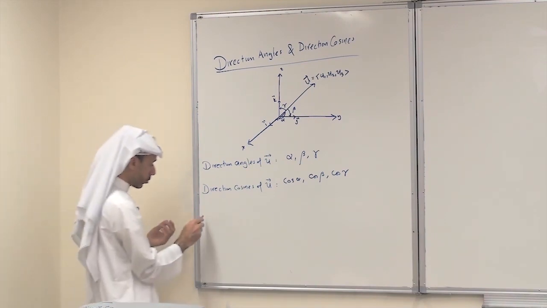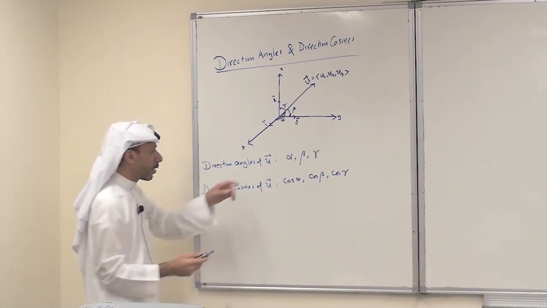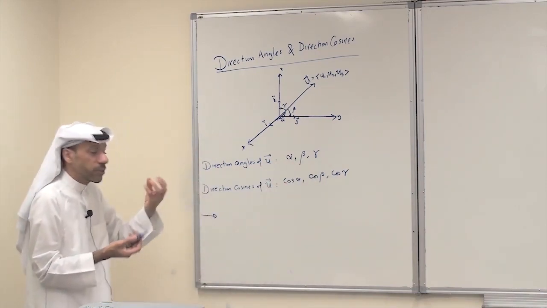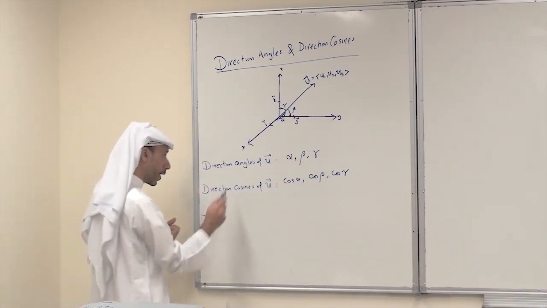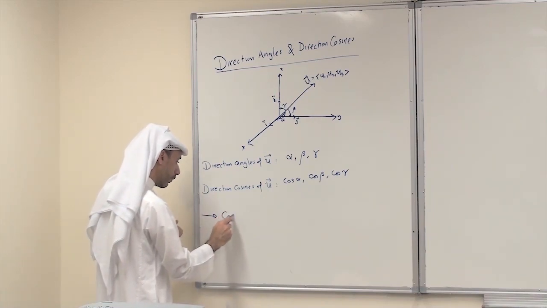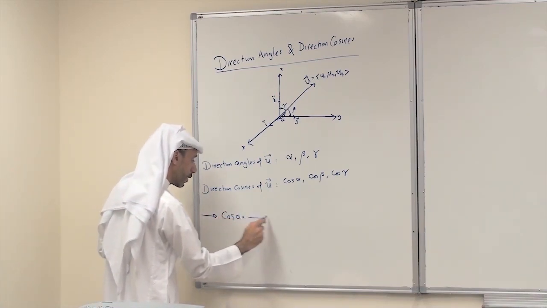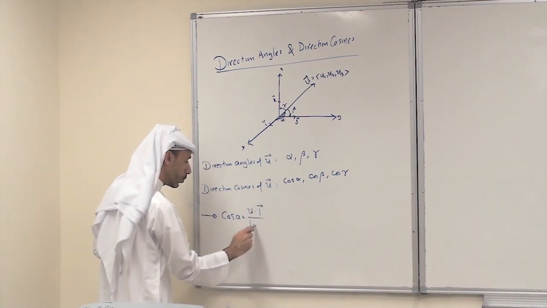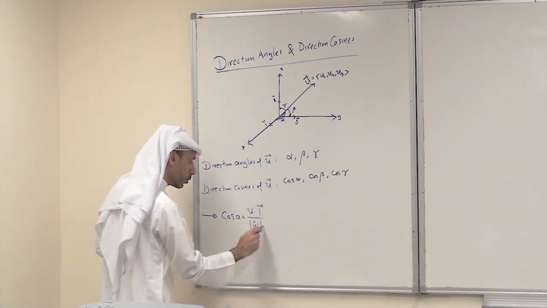Well, it is very natural to ask how to find the angles alpha, beta, and gamma. And this is where we use the dot product. So here, cosine alpha equals the vector u dot the vector i over the magnitude of u times the magnitude of i.